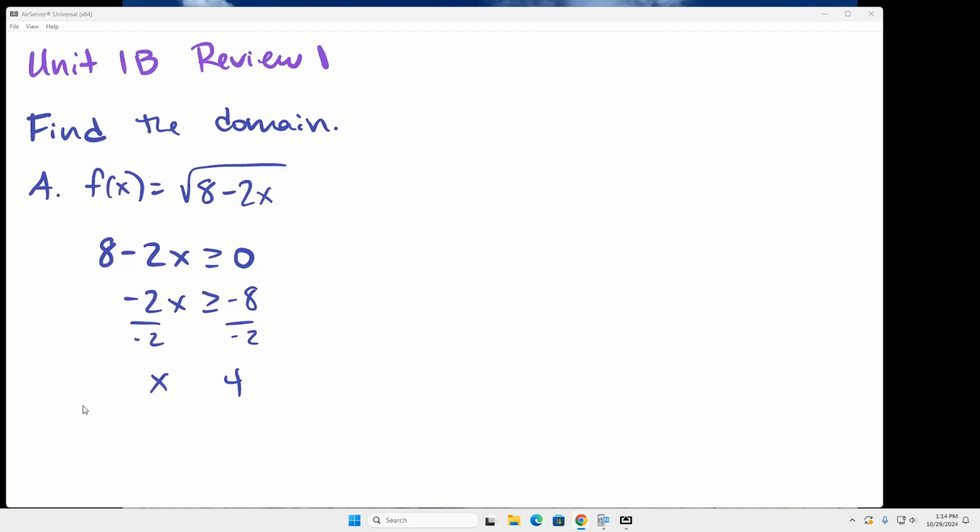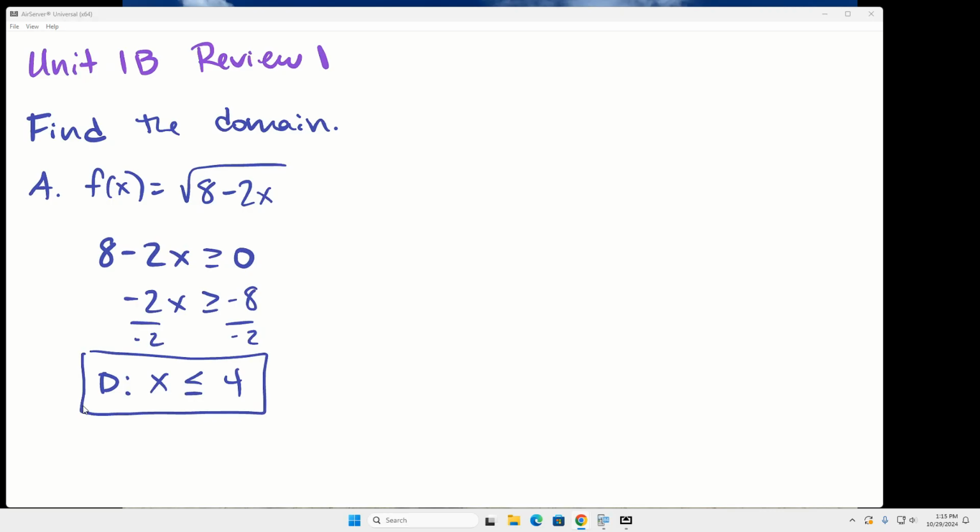Switch the sign. So the greater than or equal to becomes a less than or equal to, and that's the domain of that function. You have to only put in numbers that are less than or equal to 4. Otherwise, you'll get an error. You'll get something that's undefined.